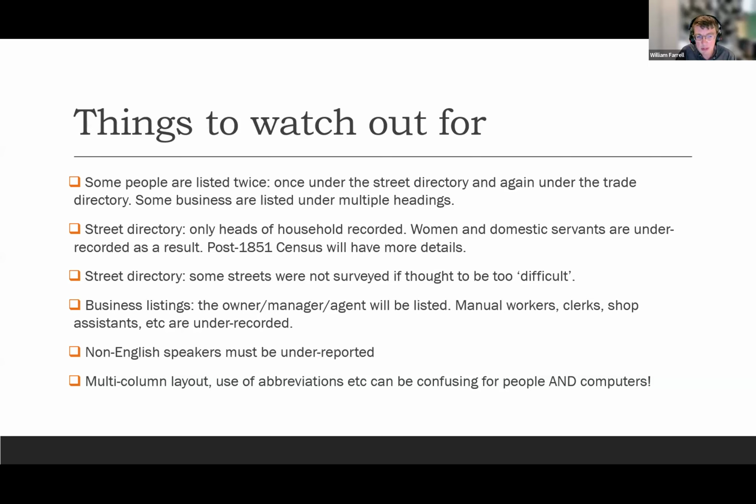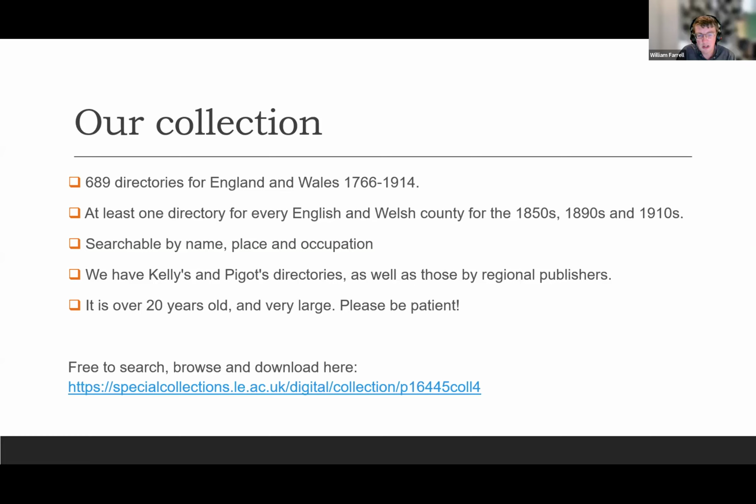I'm now going to turn to our collection, and I will do a demonstration just for anyone who's interested in using our directory, our collection. The collection at the University of Leicester is on our online special collections platform, and is free for everyone to search, to browse, and to download the full text of the directories. We provide access to 689 directories for England and Wales from 1766 to 1914. And we do have some directories for the late 18th and early 19th century.